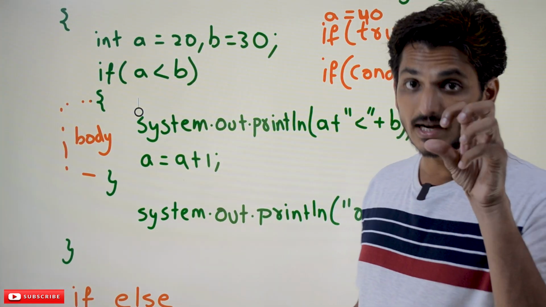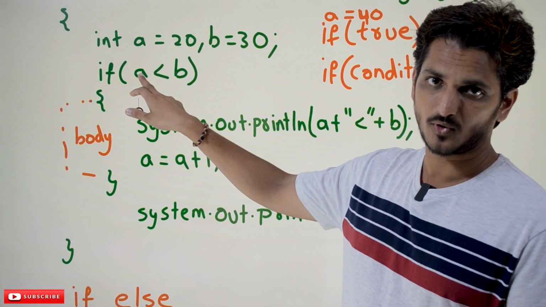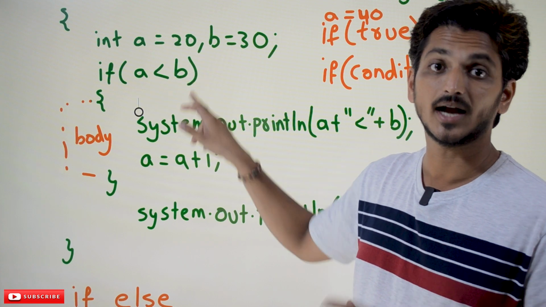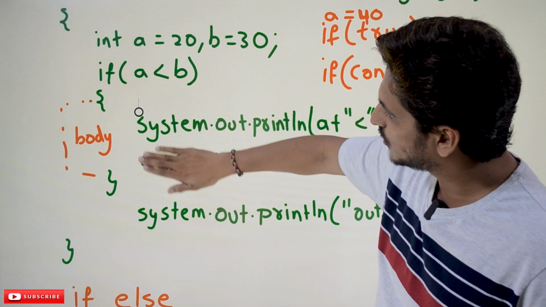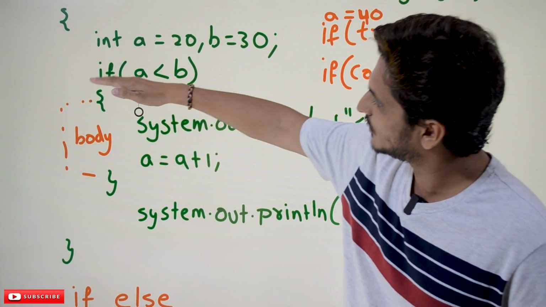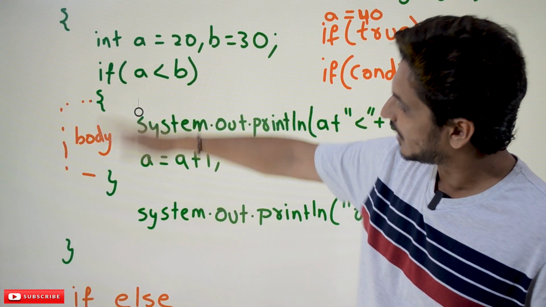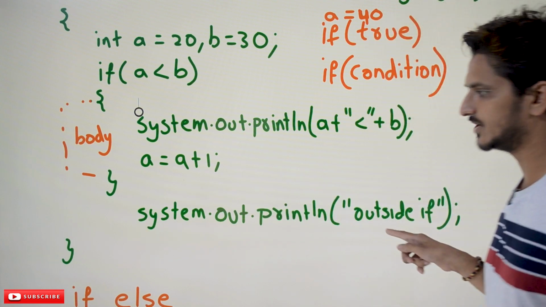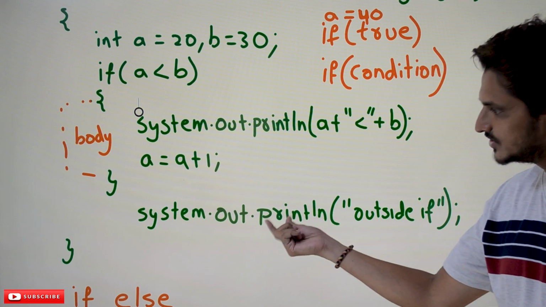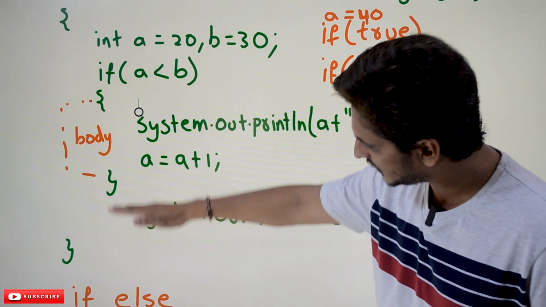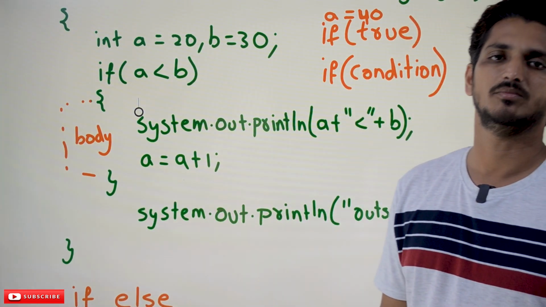So what happens if the condition is false? If a less than b, assume that a is 40, b is 30. 40 less than 30, the condition is false. If the condition is false, it is not going to execute the body. The execution jumps from here to out of the if statement. After the if statement, we have one statement, System.out.println of outside if. It is going to execute this. After the if, whatever statements we have written, it keeps continuing executing the remaining statements.